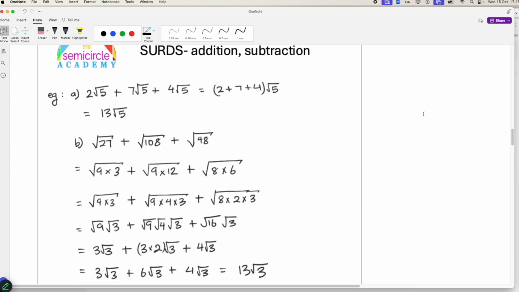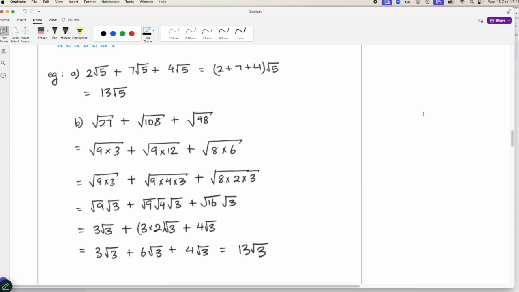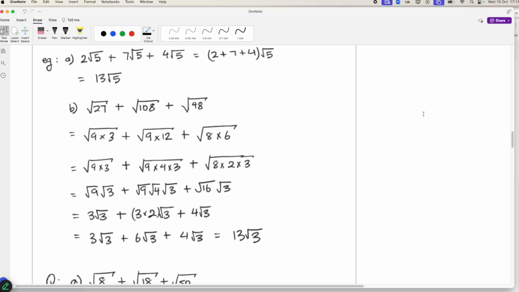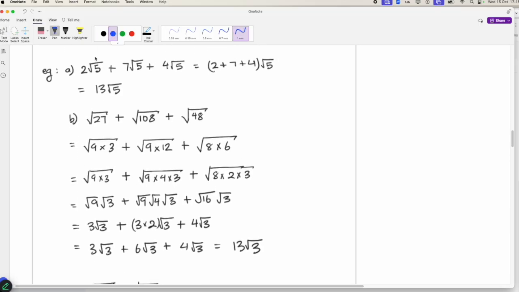Now let's talk about adding and subtracting surds. I do have 2 examples here. So example A, if I have 2 root 5 plus 7 root 5 plus 4 root 5, you could treat root 5 like x. So it's kind of like 2x plus 7x plus 4x. You just add the 2, the 4, and the 7 because it's all the same number, right? So you'll just get 13 root 5. If it's the same surd, you could treat it like an x. So that is the first one.